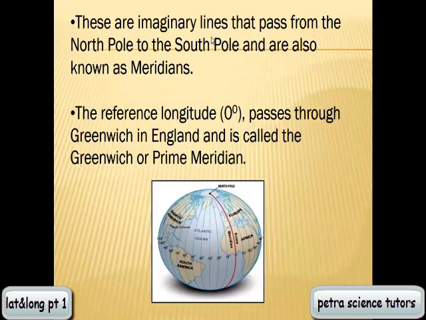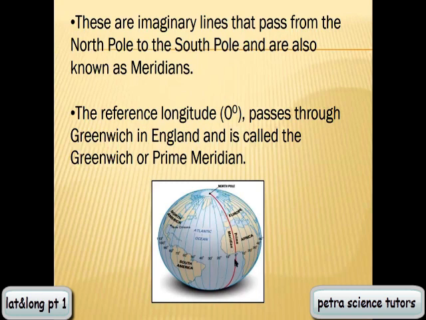that pass from the North Pole to the South Pole and are also known as meridians. So you can see the diagram on your screen. You can see those lines coming down, down, down, coming from the North Pole to the South Pole, and they're also known as meridians.